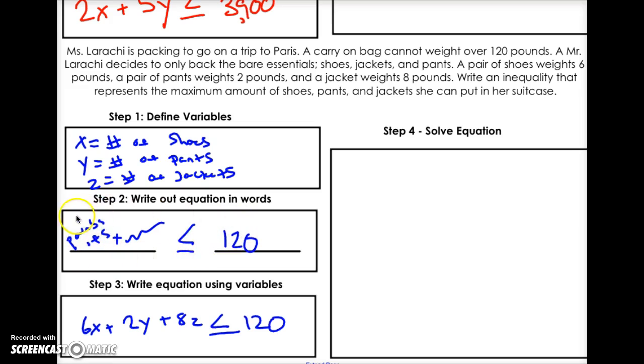For here, well, obviously I couldn't fit it in, but you should have said the pounds of shoes plus the pounds of jackets plus the pounds of pants must be less than 120. It's important that you had less than here. And then your final thing should have been 6 pounds times the number of shoes plus 2 pounds times the number of pants plus 8 pounds times the number of jackets should be less than or equal to 120. And you didn't have anything to solve here. You just had to write the inequality that represents this.